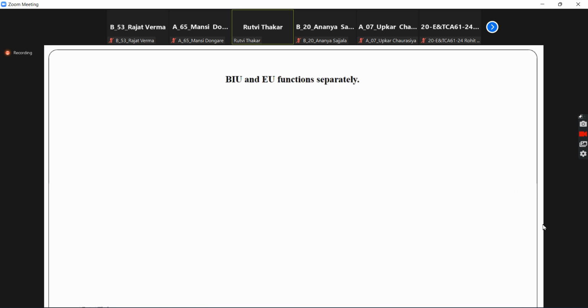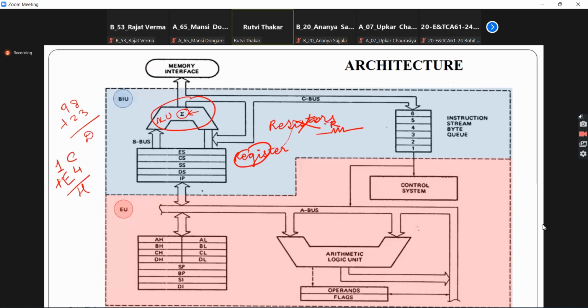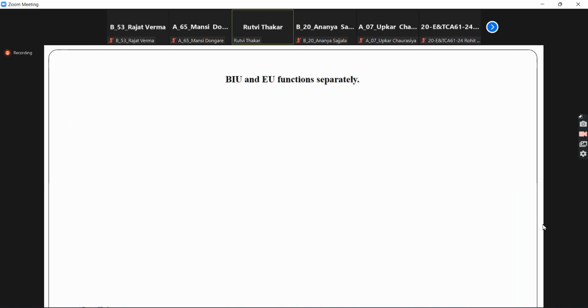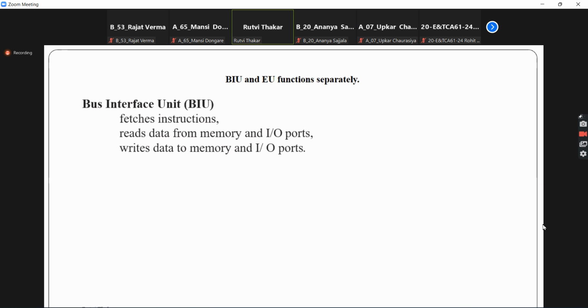Fine. So the two sections are separated. The EU and BIU both function separately; they are not interconnected. So what does a BIU do? That's the bus interface unit. It will fetch the instruction.